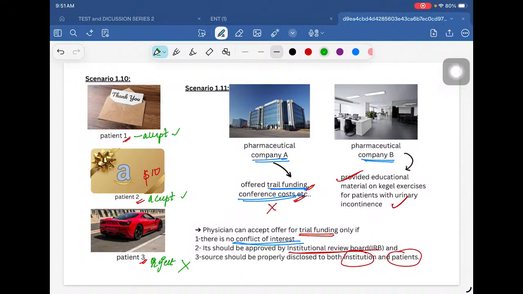It's very important. This is also something a lot of students get confused by. Just note down these 3 points. No conflict of interest should be there. The IRB should approve, and the source should be properly disclosed to both the institution, the hospital, and the patients. This is a very important Step 2 CK question, so if you're preparing for Step 2 CK, do make a note of it.